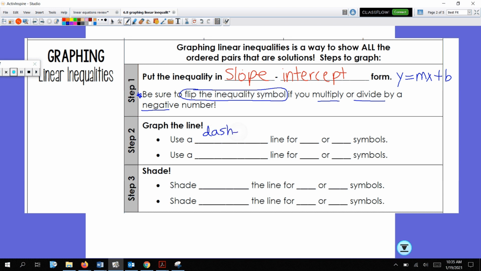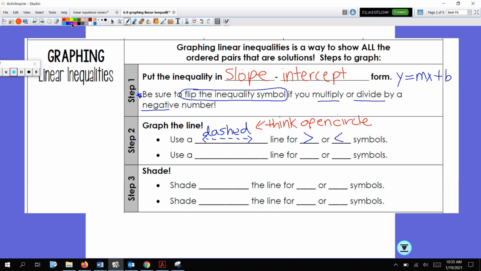We're going to use a dashed line, which looks like this. That's my dashed line for symbols that are greater than or less than. So think open circle when you think dashed line. Right? It's the same rule for an open circle. When it doesn't have a line under it, it's going to be an open circle. It's going to be a dashed line. Okay? So think open circle when you see greater than or less than.